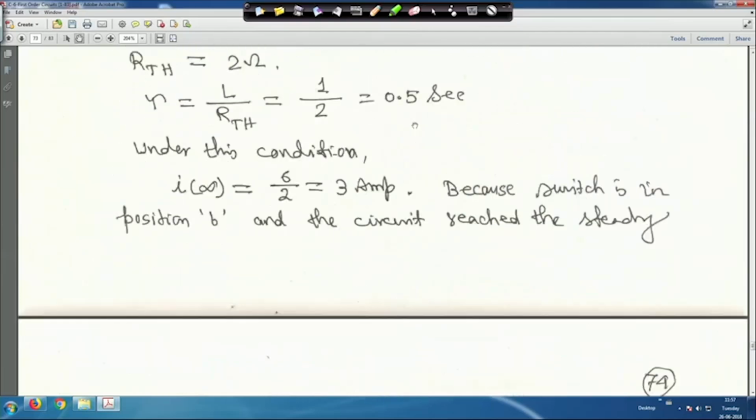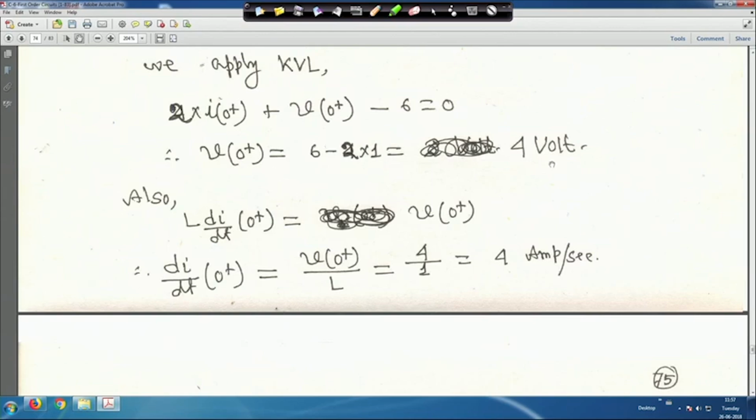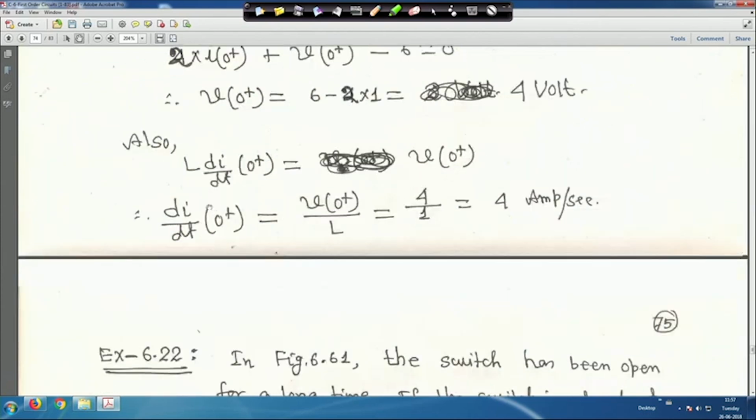So, here this is V 0 plus is equal to 4 volt, and we also know generally V is equal to L into di by dt. So, as V 0 plus is 4 volt, we can write L into di by dt at 0 plus is equal to V 0 plus. This has been asked, di by dt at 0 plus has been asked to find out. So, di by dt at 0 plus will be V 0 plus upon L. L is 1 Henry and V 0 plus is 4 volt. So, it will be 4 ampere per second, right. So, a little bit of understanding is required.